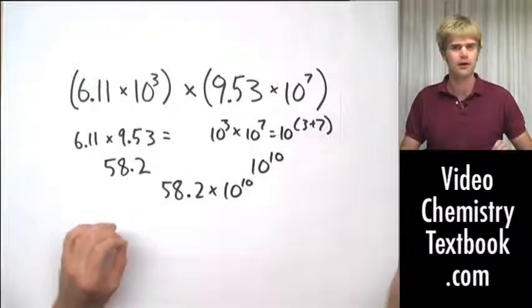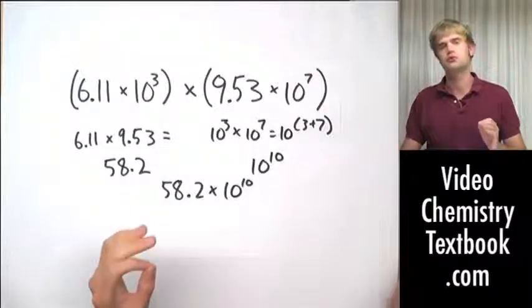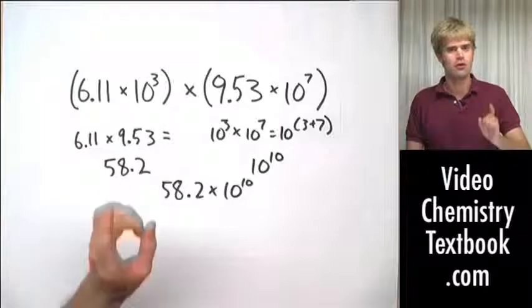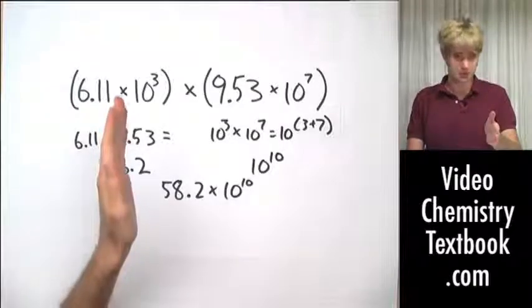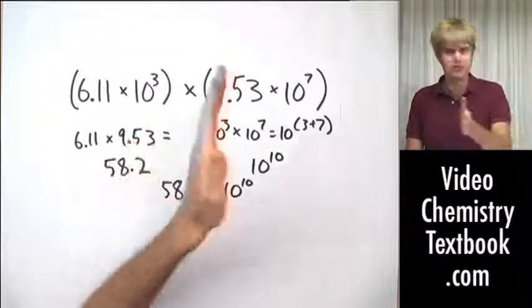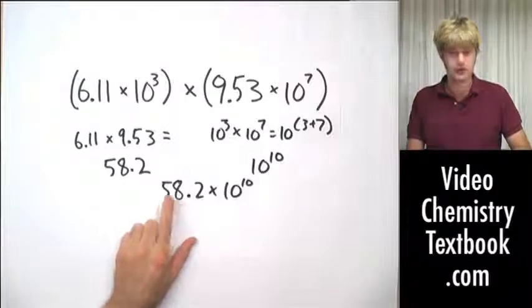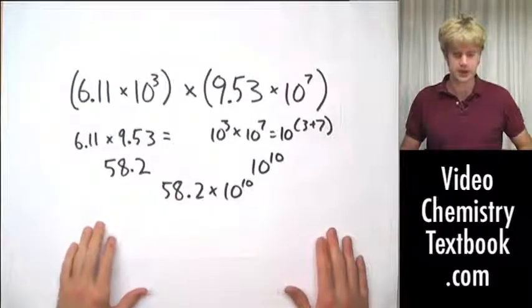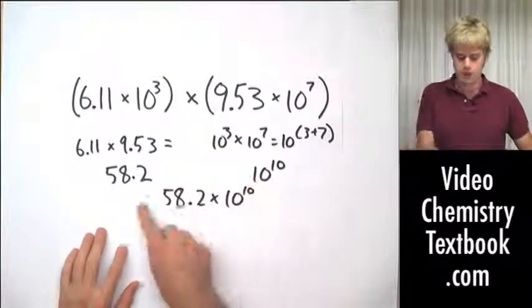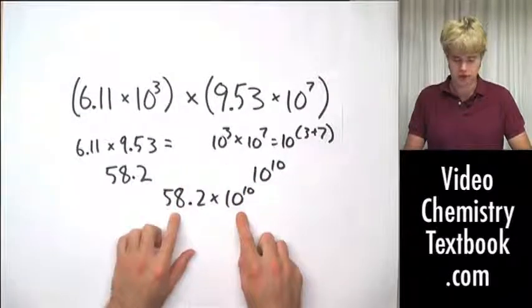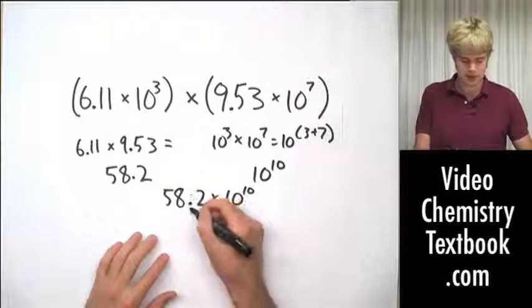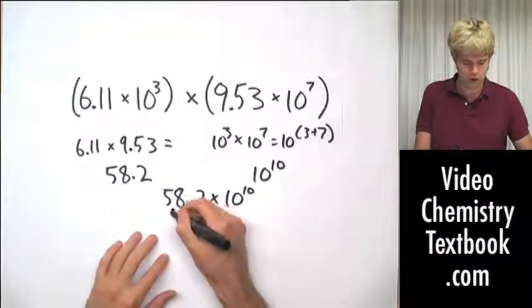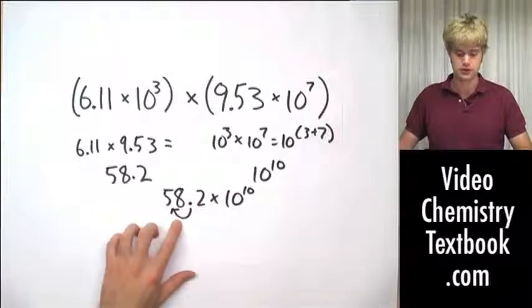But remember, scientific notation is always written a certain way. We always want to have only one digit to the left of the decimal point, and then the decimal point, and then everything else. Here we have two numbers to the left of the decimal point, so it's not written as correct scientific notation. What I want to do is change it to correct scientific notation. So I'm going to take this decimal place and move it over to the left one space.